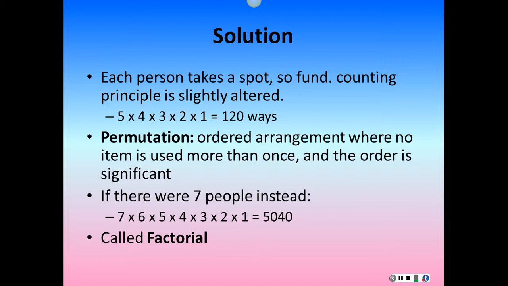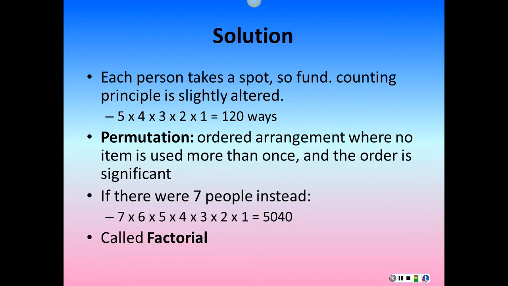The solution is each person takes a spot. So obviously, our fundamental counting principle is a little altered. Normally, it means for each choice that we have, that many choices times the next one. But of course, this time, if each person is taking up a spot, we're losing one person each time. So it's 5 times 4 times 3 and so on. 120 ways.